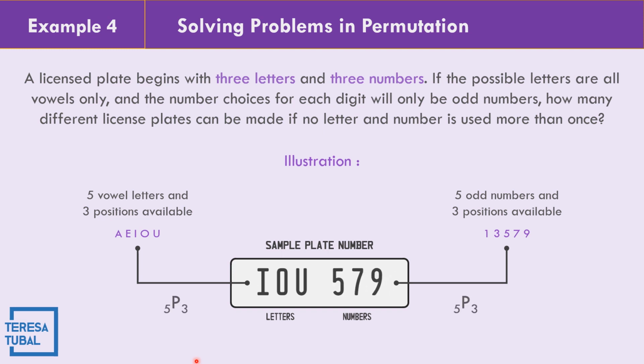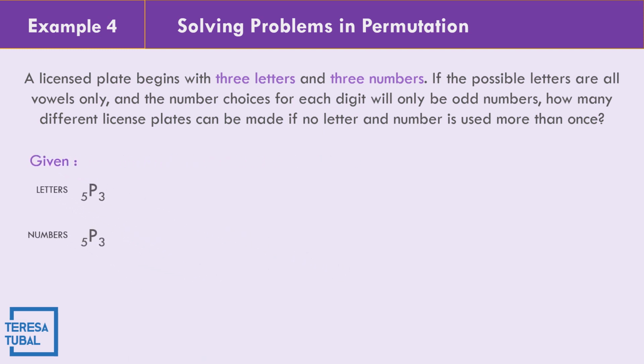So let us get now the permutation. Permutations of 5 objects, the 5 vowel letters, taken 3 at a time because there are 3 positions available. While for the numbers, permutations of 5 objects because we have 5 odd numbers, taken 3 at a time because 3 positions are available for the numbers. So let us solve. Multiply permutations of 5 objects taking 3 at a time times permutations of 5 objects taking 3 at a time. Let us replace with the formula for the permutation, n factorial all over the quantity n minus r factorial. Same with the numbers, same formula.